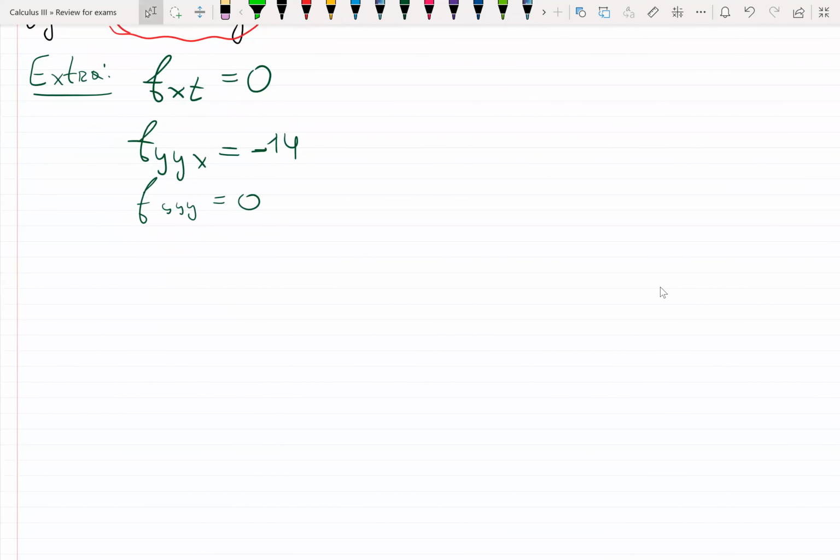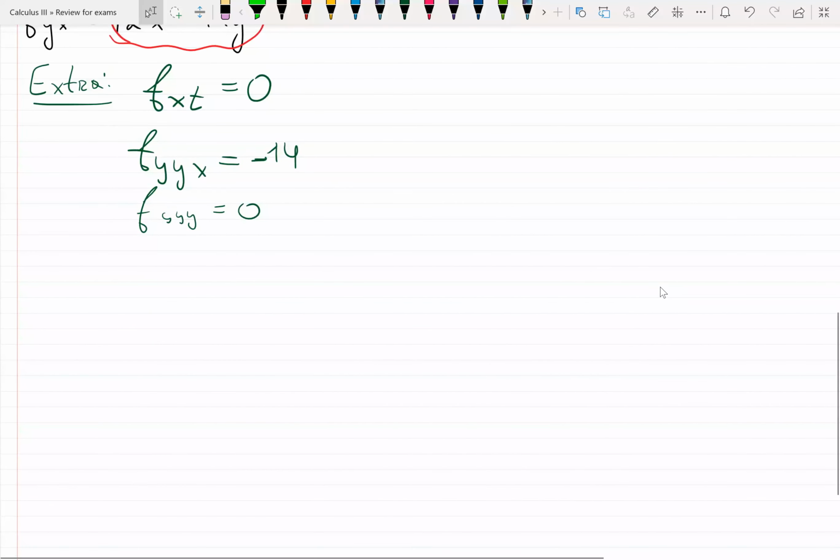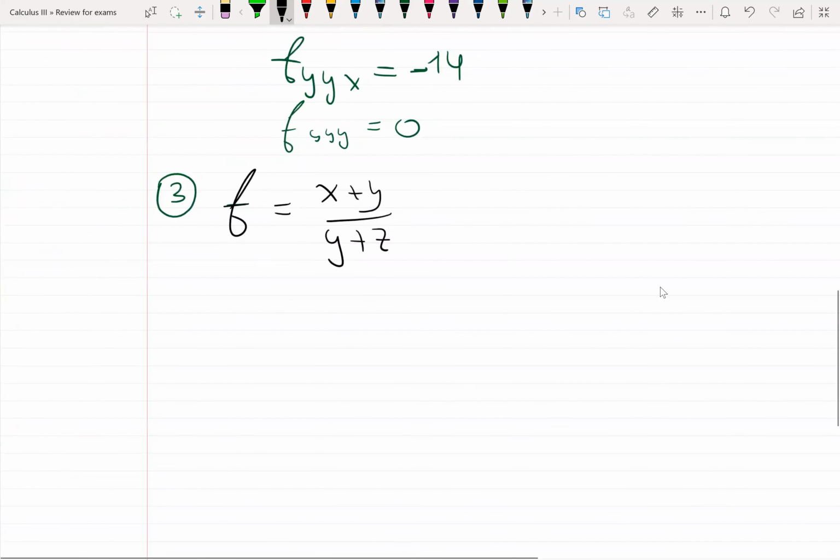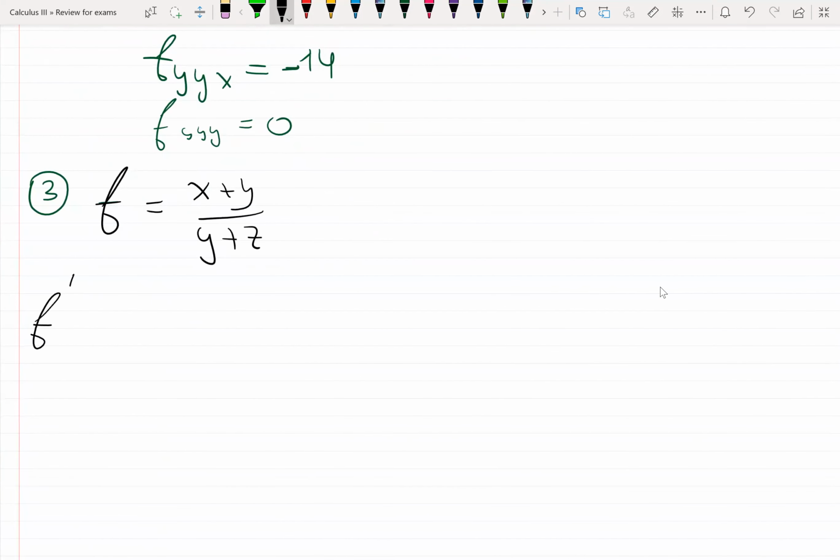Number 3 and 4. F is x plus y plus z. I wanted to skip this one. Why? I think because it shows up again. Oh, it's fine. Let's do it. F, not prime anymore. That's fine. Let me do another notation for you to get used to it.